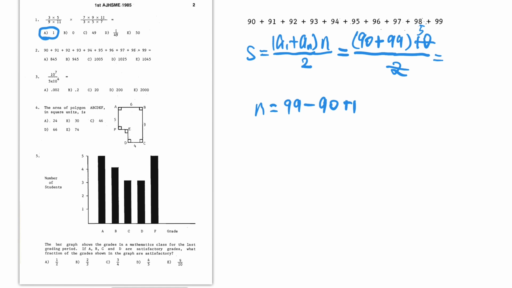Now it is 189 times 5, equal to 5 times 9, 45. 5 times 8, 40 plus carry 4, 44. 1 times 5 plus carry 4, that's the 9. The answer is B.